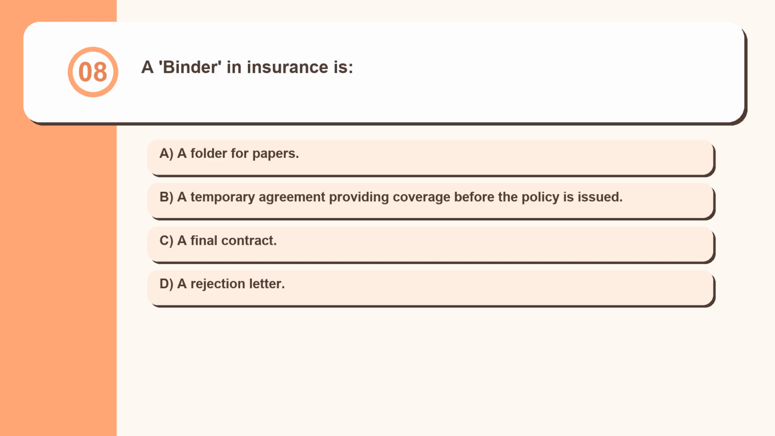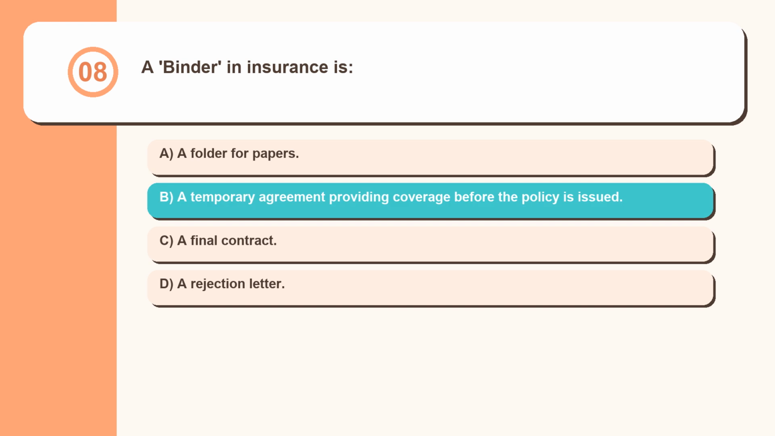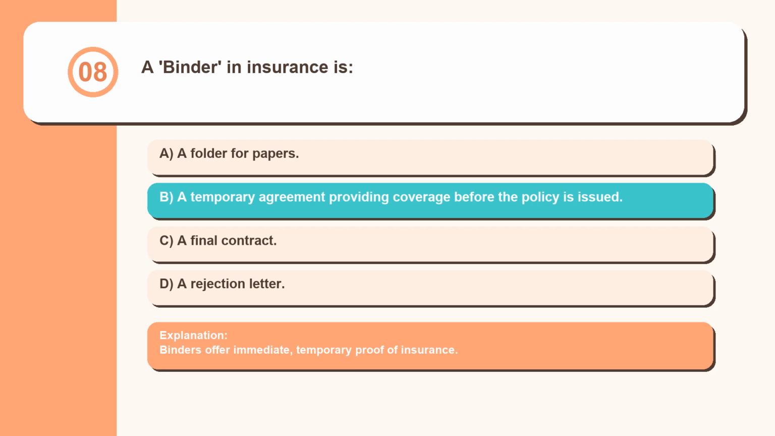Question 8. A binder in insurance is a folder for papers, a temporary agreement providing coverage before the policy is issued, a final contract, a rejection letter. Binders offer immediate, temporary proof of insurance.